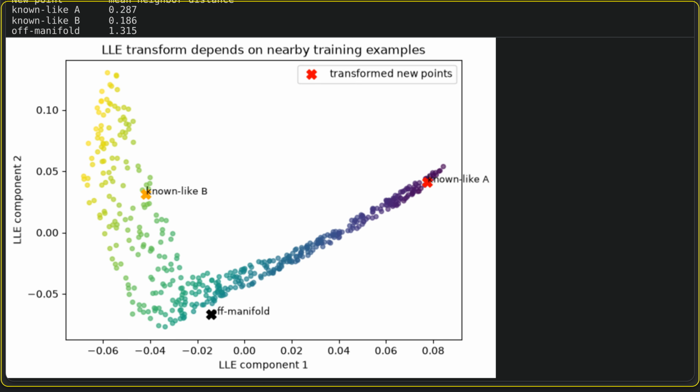This example shows how a locally linear embedding model maps new points after learning an S-curve manifold. The model reduces both the training data and 3 new points to 2 dimensions, then compares each new point with its nearest training neighbors. Points similar to the original manifold have smaller average neighbor distances, while the off-manifold point has a larger distance, showing it fits the learned structure less well. The final plot marks the new points separately to show how the model places them in the reduced space.